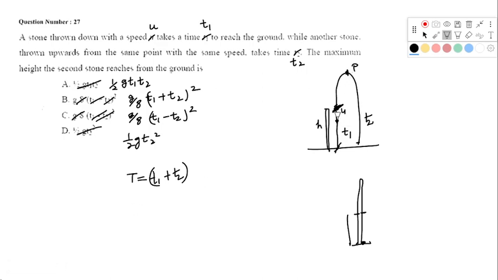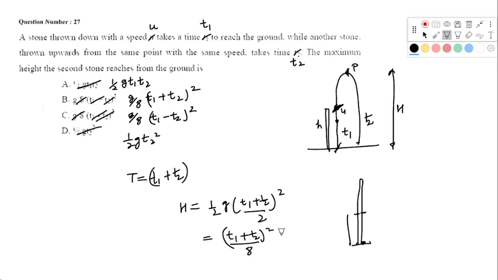Now it is very easy. You know this total capital H. In going from ground to point P, it takes (t1 plus t2) by 2. And from point P to ground, again, it takes (t1 plus t2) by 2. So if you consider the motion from point P to the ground, this H will become half g ((t1 plus t2) by 2) whole square. So this will become (t1 plus t2) square by 8 into g. So g by 8 (t1 plus t2) whole square. Option B will be the correct answer for this question.